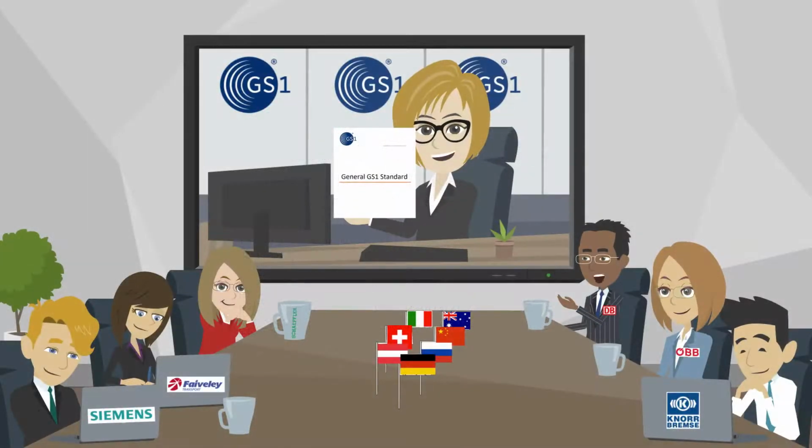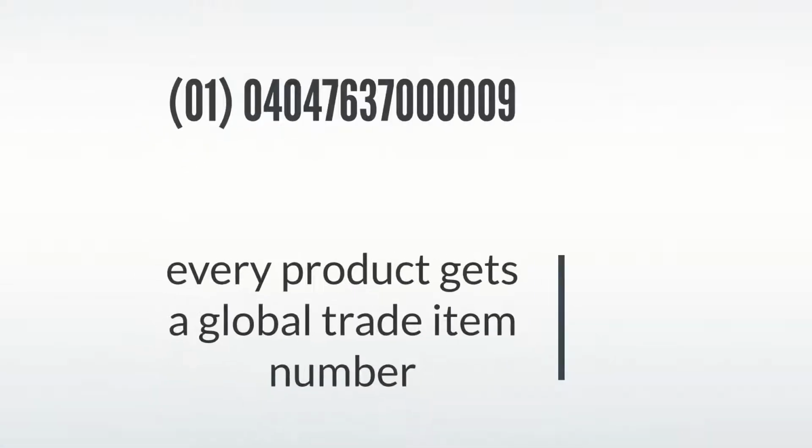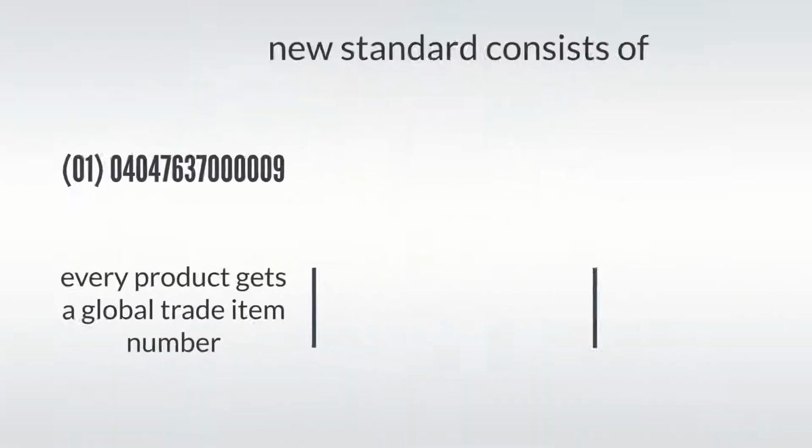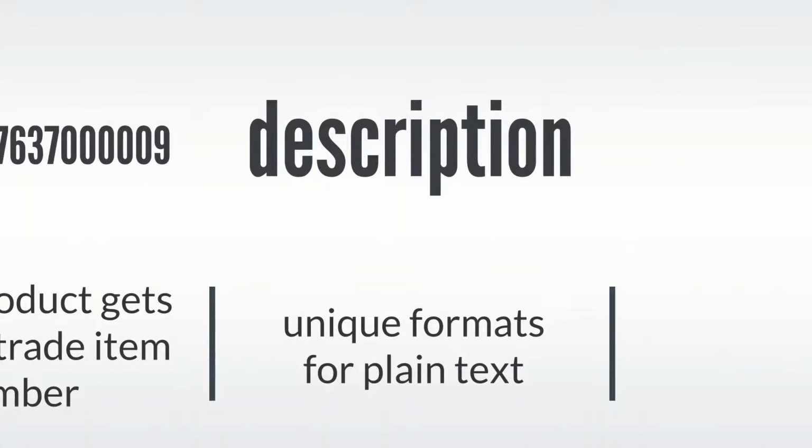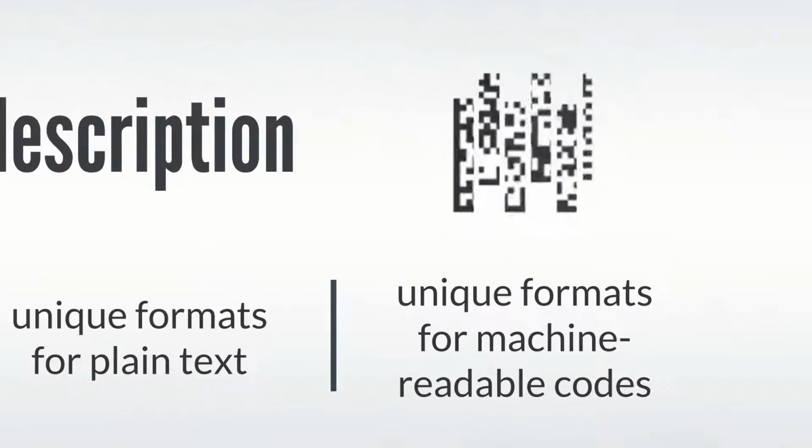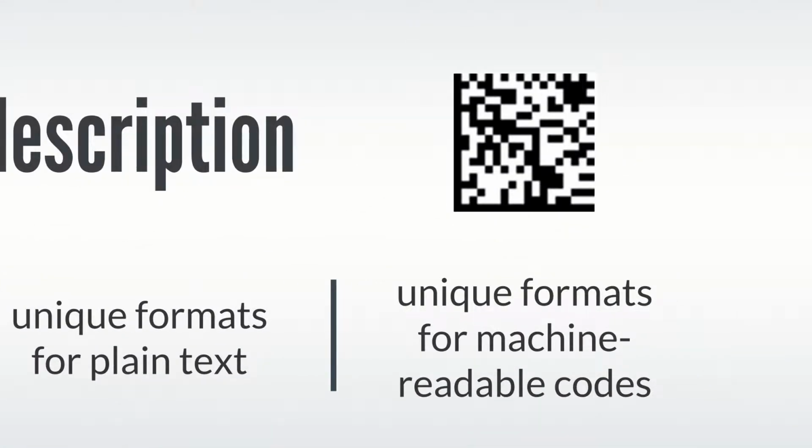This is made possible by the standard of GS1. To achieve this, many different customers write specifications such as technical delivery conditions or regulations together and decide on a standard together. This standard consists of 3 parts. Firstly, unique numbers, which means that each part receives a global trade item number from the manufacturer. Secondly, unique formats for plain text, and unique formats for machine-readable codes.